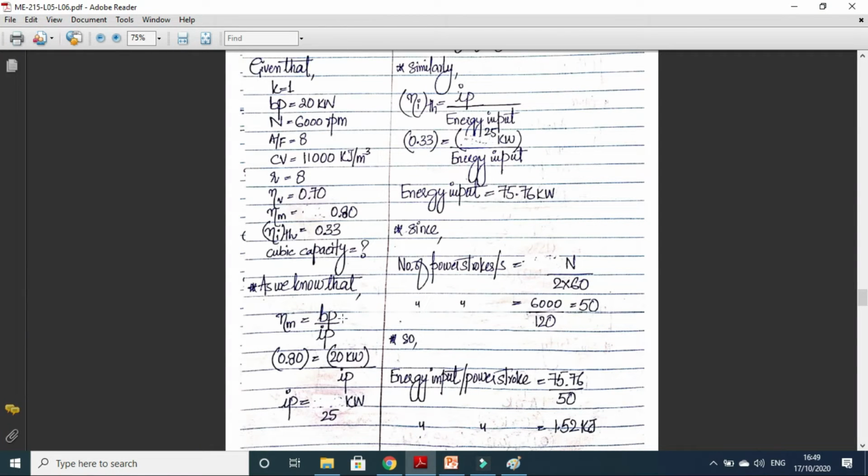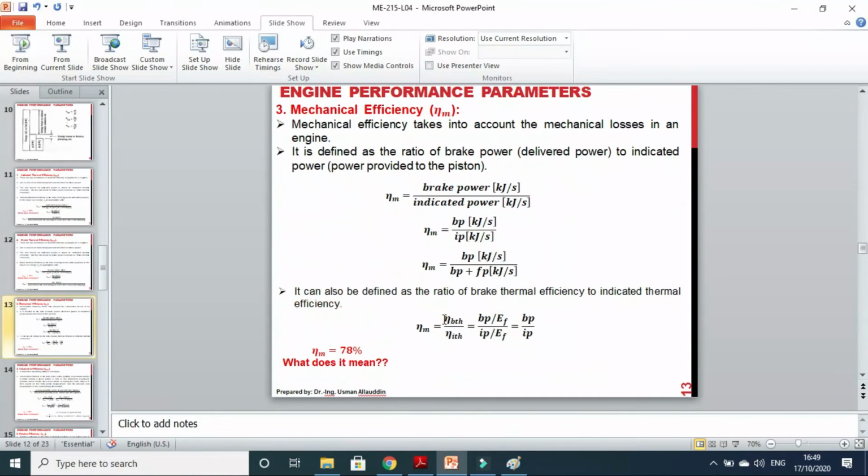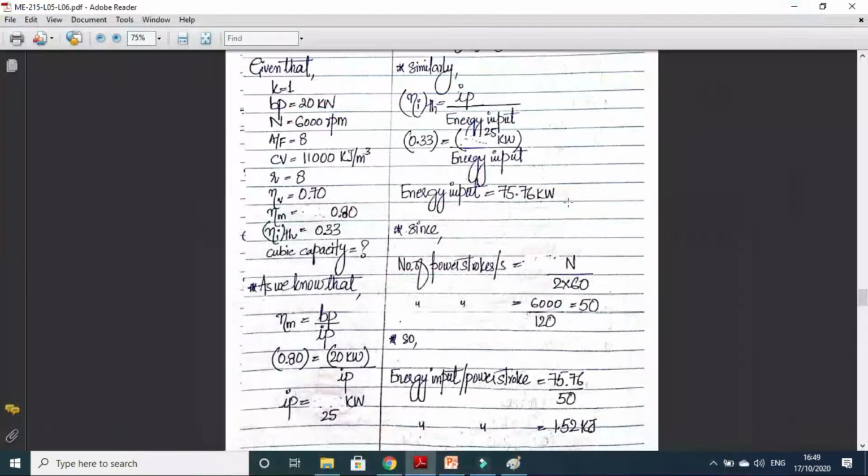Okay, so brake power is given, mechanical efficiency is given, so we can easily find the indicated power. So you should know this formula. Mechanical efficiency is brake power divided by indicated power. So brake power is known, mechanical efficiency is known, so indicated power is coming out to be 25 kilowatt, and the answer is logical, because brake power should always be less than indicated power, because brake power has all the losses, and indicated power does not have the frictional losses.